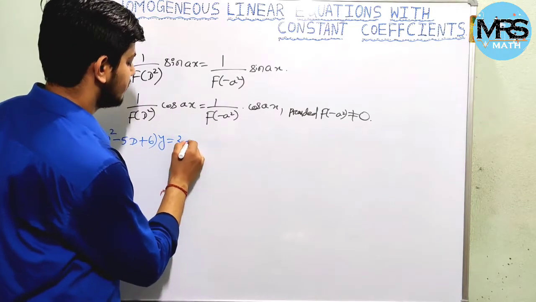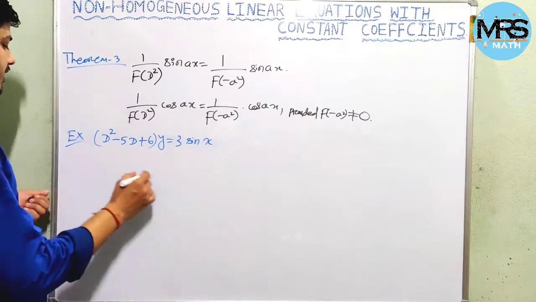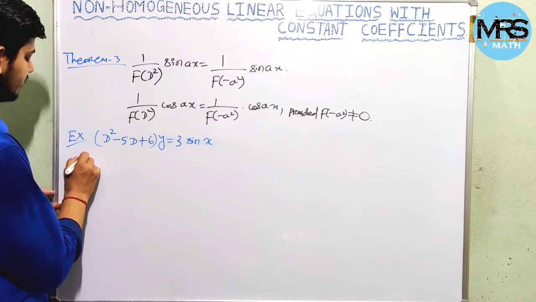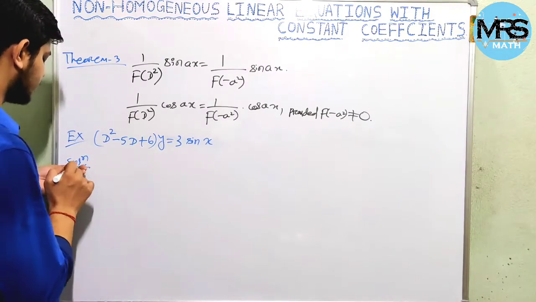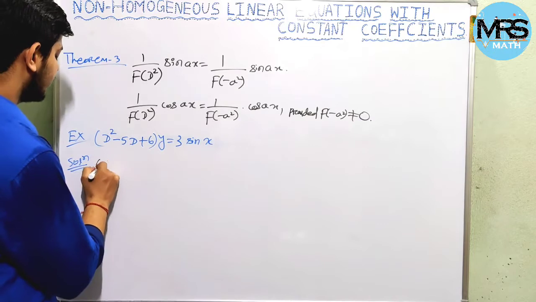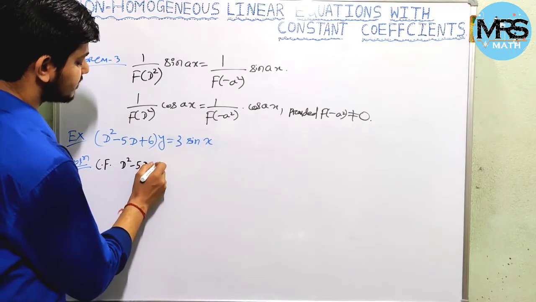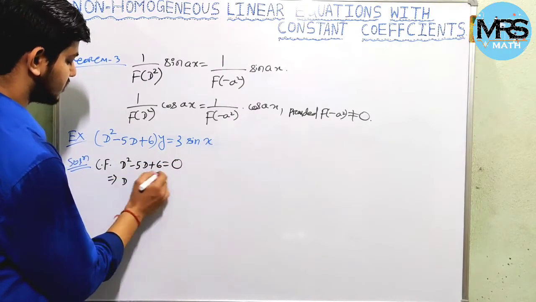So for any example, if we take 3 sin x, then to solve this we need the particular integral and the complementary function, right? The complementary function we already know how to get. That is, D square minus 5D plus 6 we have to take as 0. Then to find the roots we have to solve this equation.